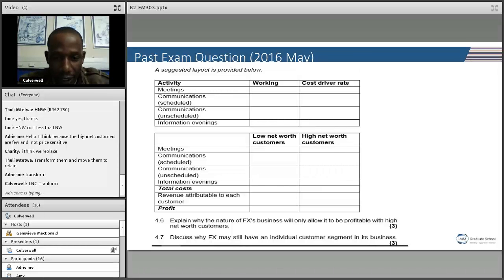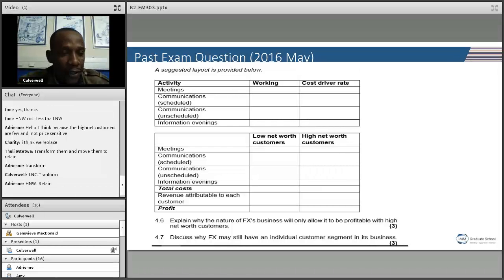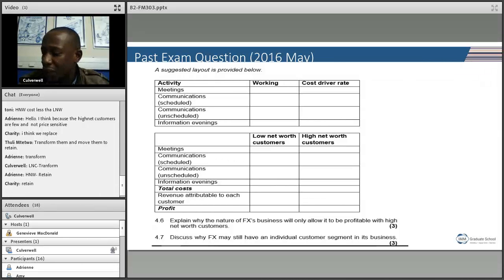And then finally, the easier one is, where would one allocate the high net worth customers? We are making huge profits, 14 million 47,250 rands from high net worth customers. It goes without saying which category we're going to have these guys under. Adrian is typing, and then we'll be in a position to wrap this question up now. Okay, that's right. We're going to have your high net worth customers falling under retain. That's right, Charity and Adrian.